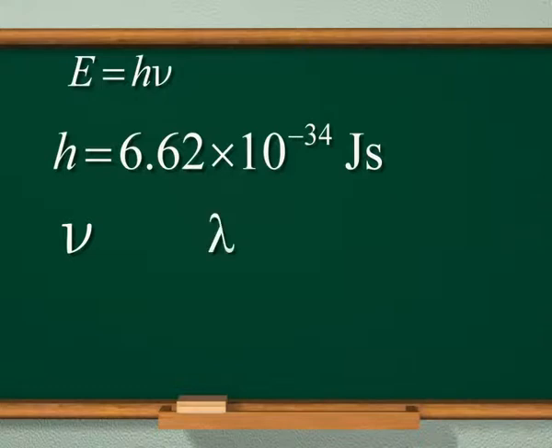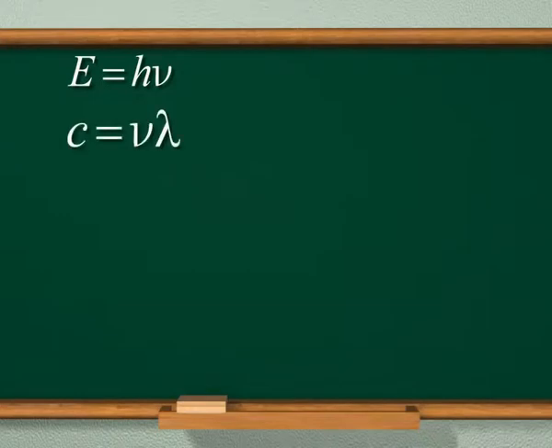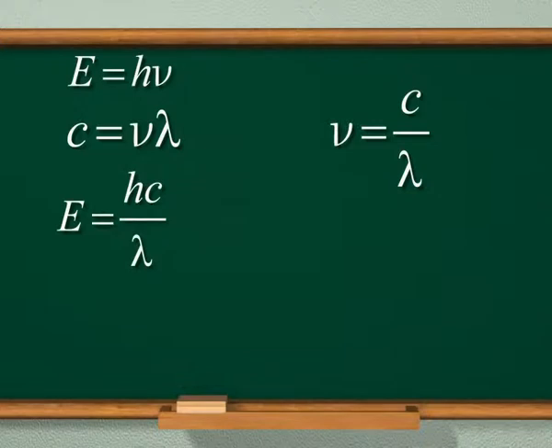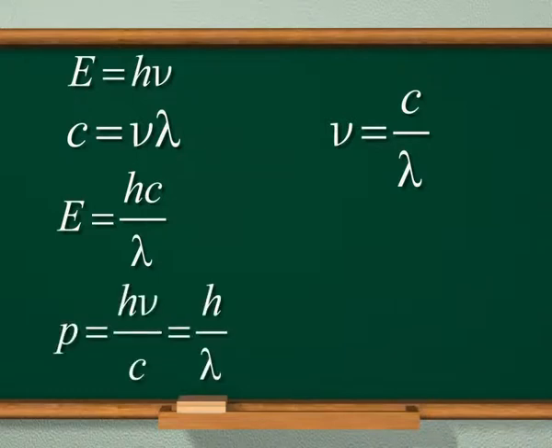Now, if λ is the wavelength of the photon, then c = νλ, or ν = c/λ. Thus, we have E = hc/λ. A photon possesses momentum given by p = hν/c, which is equal to h/λ. Therefore, the wavelength of the photon is given by λ = h/p.